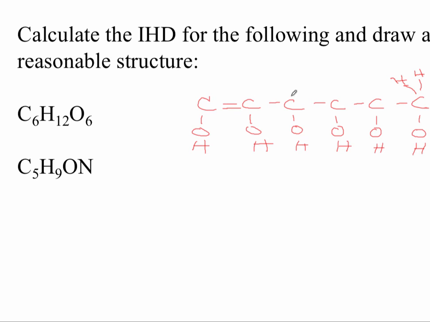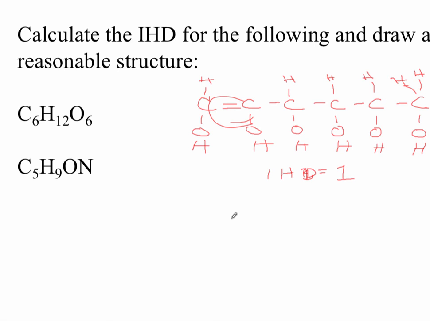Okay, if I put in that double bond, that means I have to put a hydrogen here. 1, 2, 3, 4, that doesn't need one. 1, 2, 3, 4, 5, 6, 7, 8, 9, 10, 11, 12. And each of my carbons has 4 bonds, so that is a legitimate structure. I see that my IHD is equal to 1 for this structure because I have that 1 double bond.